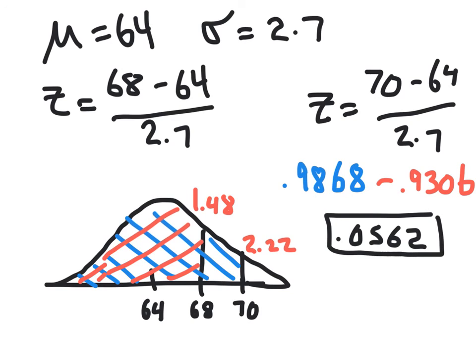Well, if we translate it into a percent, it would say that we have approximately a 5.6% chance that if we pick a woman at random from this population, she would be between 68 and 70 inches tall. So there's that.